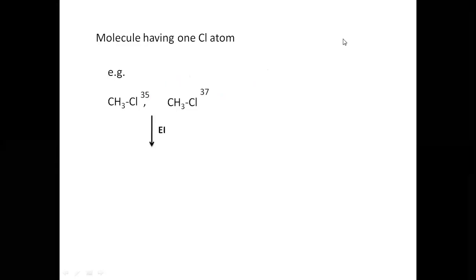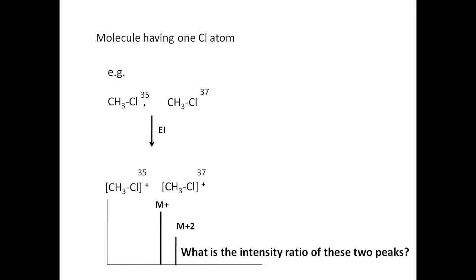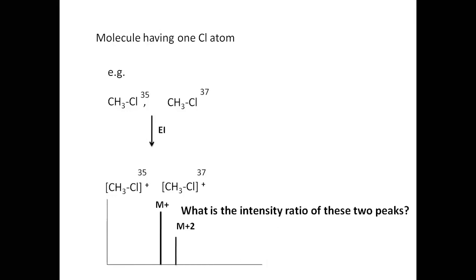Now, they form molecular ions, 35 and 37. When you go for the mass spectrum, they give molecular ion peaks like M plus and M plus 2. We can see here. But the question is, what is the intensity ratio of these two peaks? That is a very important question.